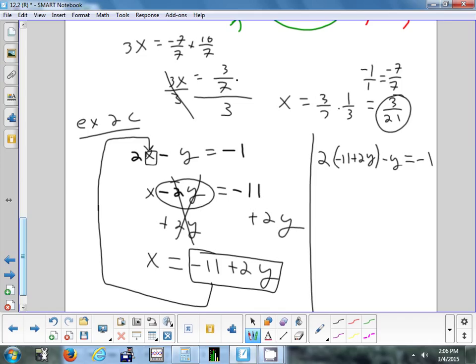All right. Now, what do I do from here? Distribute what? The 2. Okay, is it a positive 2 or negative 2? Positive 2. Okay, what's positive 2 times negative 11? Negative 22. Good. What's positive 2 times positive 2y? 4y. Positive 4y? Everyone agree with that? Positive times positive. Okay, you still get the minus y equals negative 1.